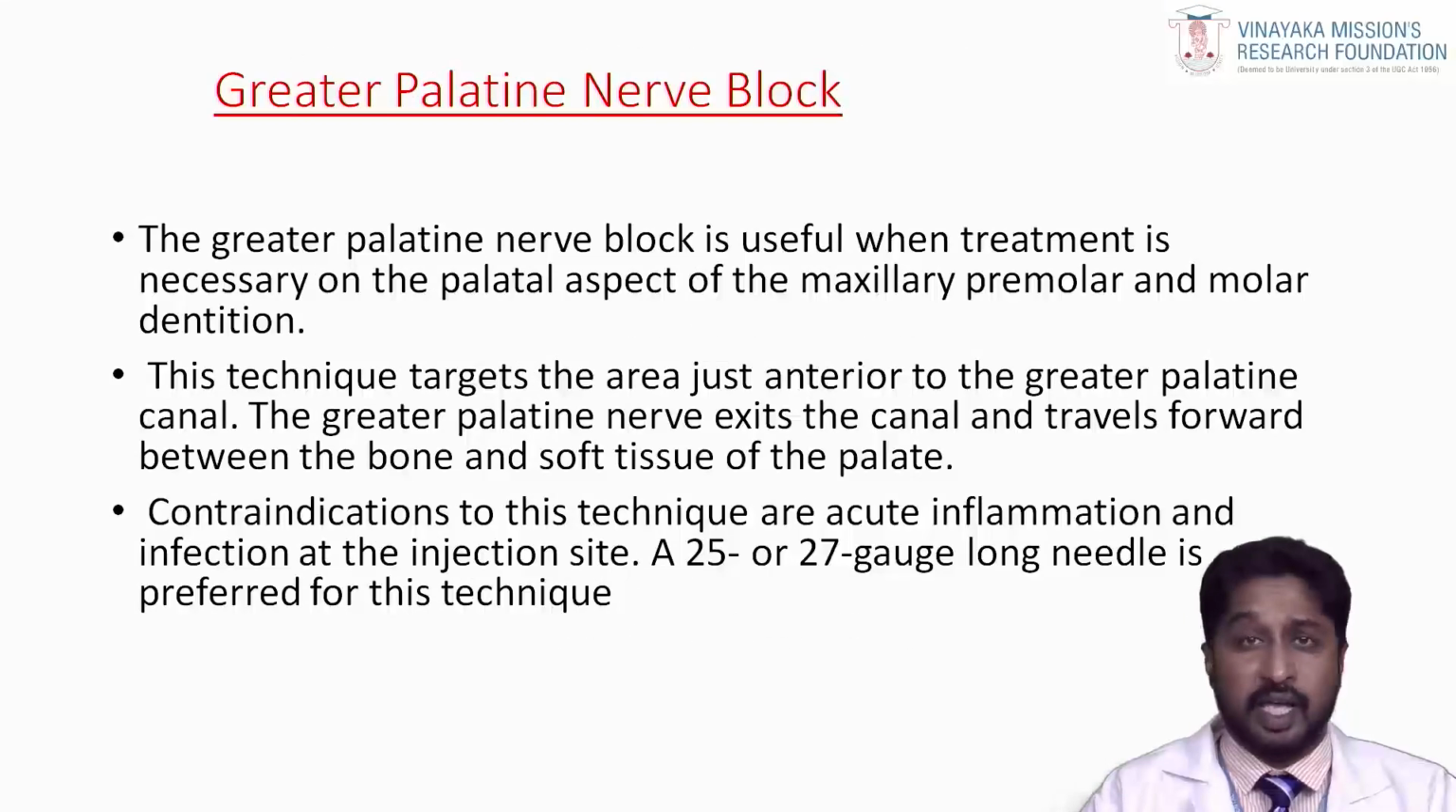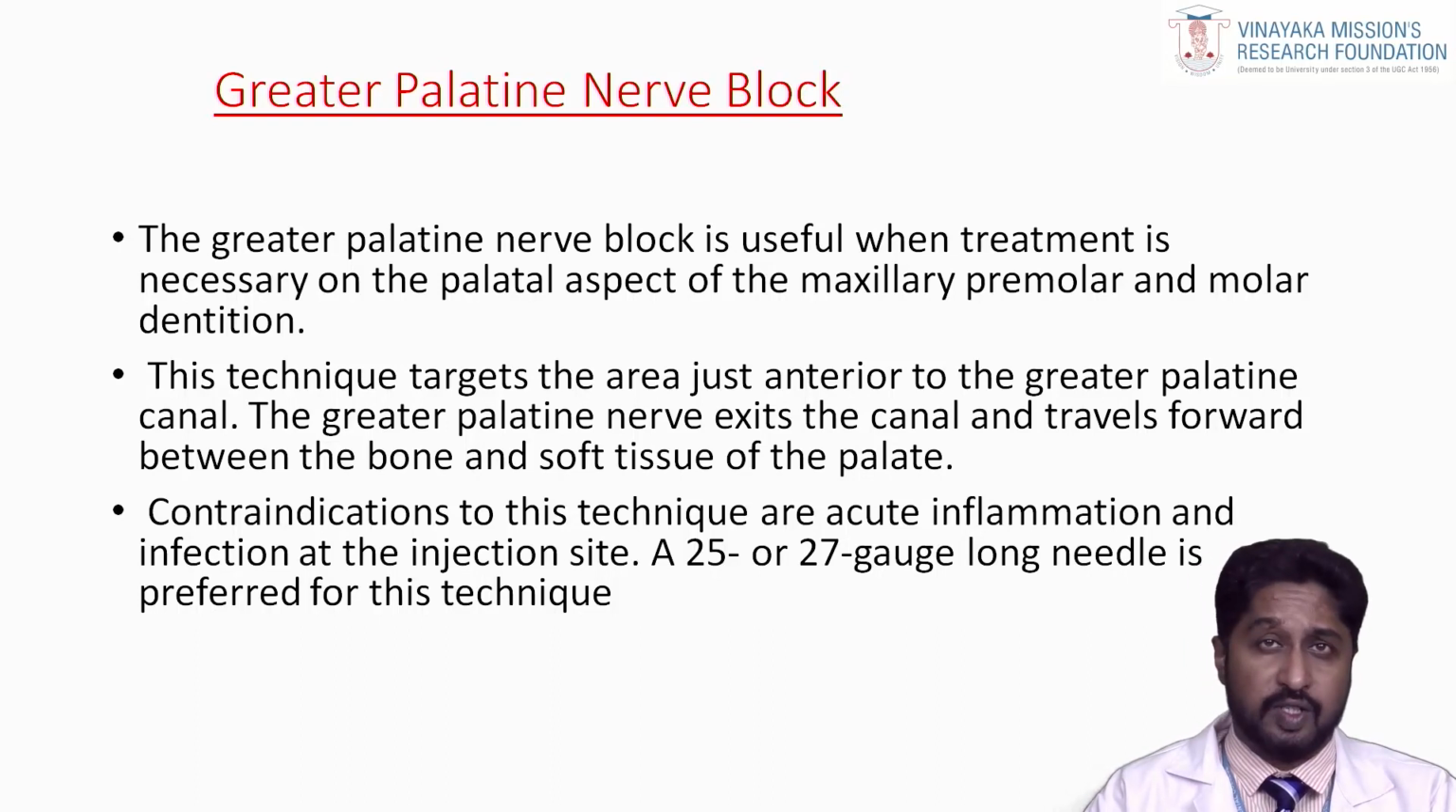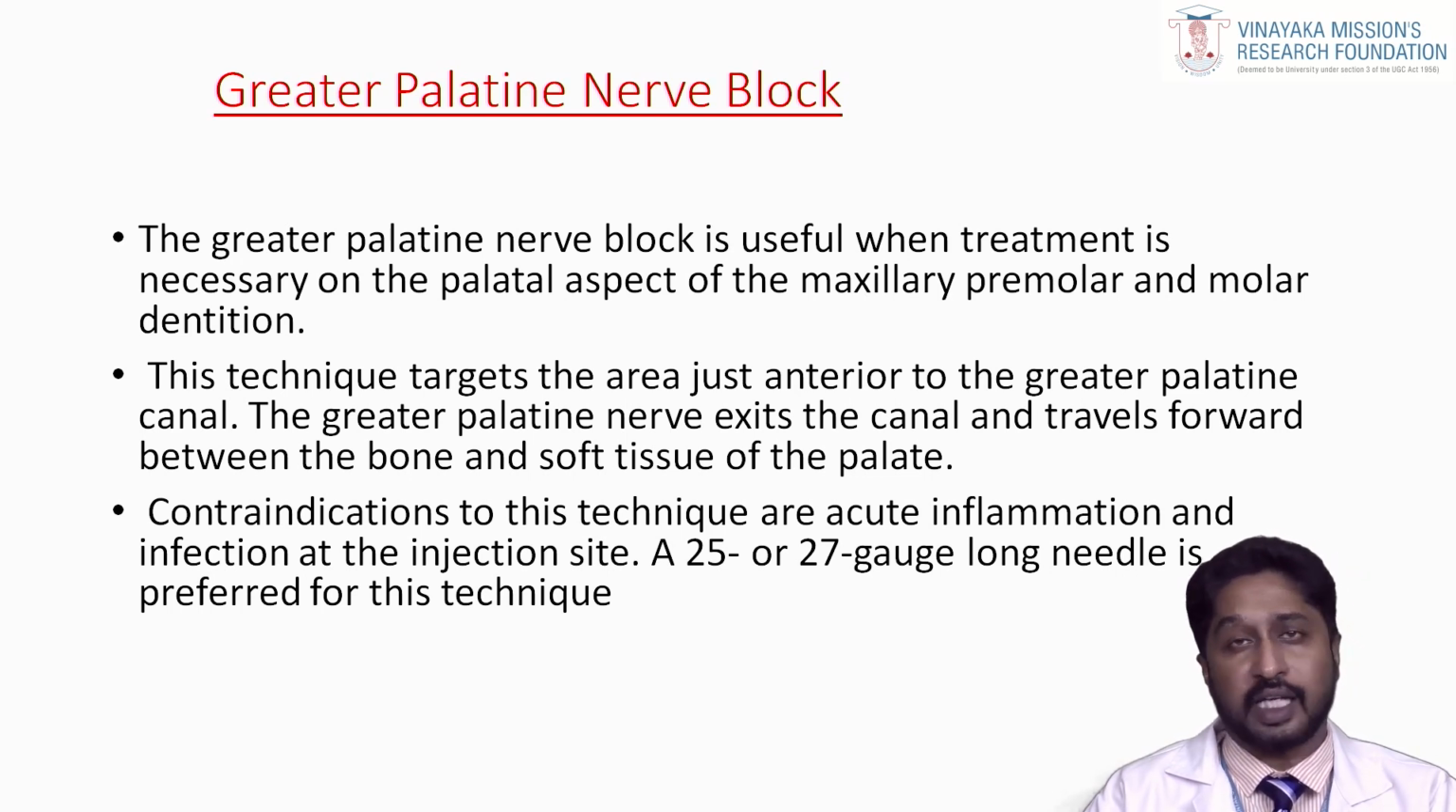Okay, so this is about the ASA nerve block. So we have seen all the nerve blocks which are there on the buccal side. We saw the PSA nerve block, we saw the MSA nerve block, then we saw the ASA nerve block. So these are the three nerve blocks on the buccal side. So now we are moving towards the palatal side.